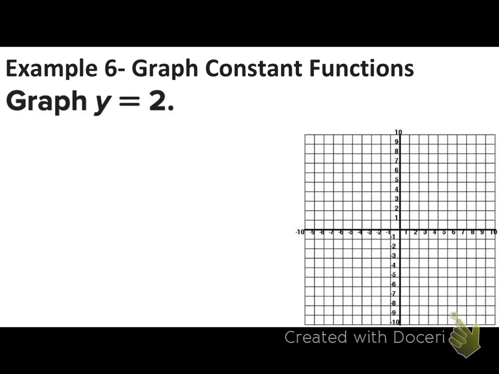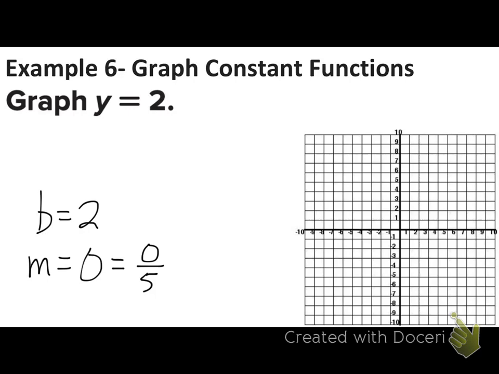We can still think about it as using slope and y-intercept. What is my y-intercept? 2. The y-intercept is always the constant when it's in slope-intercept form. What's my slope here? 0. It does have a slope. It's a slope of 0, or 0 over pretty much any number you want it to be. Okay? 0 over 5, 0 over negative 2, 0 over 10. Doesn't matter. It's just 0. Okay?